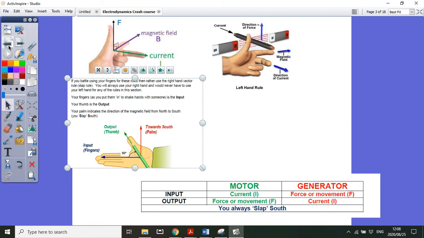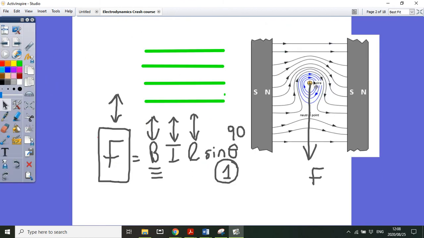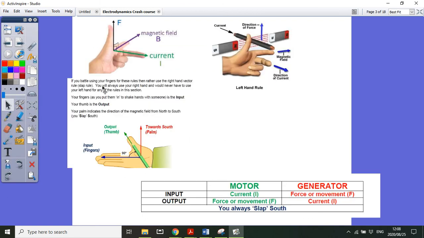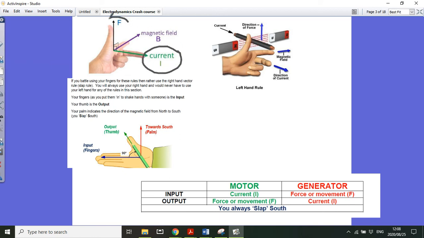Now, if you take this again to this example here, you must go and practice this a lot. I don't have time to do many examples here. If you use it here, the input is current, so you face your fingers into the page. You have to slap south, so your palm slaps towards the right-hand side, and then you'll see that your thumb, which is the output, is going to be down. Again, it shows you the energy conversion. For a motor, the energy conversion is going to be electrical energy into mechanical energy. Please take note of that.